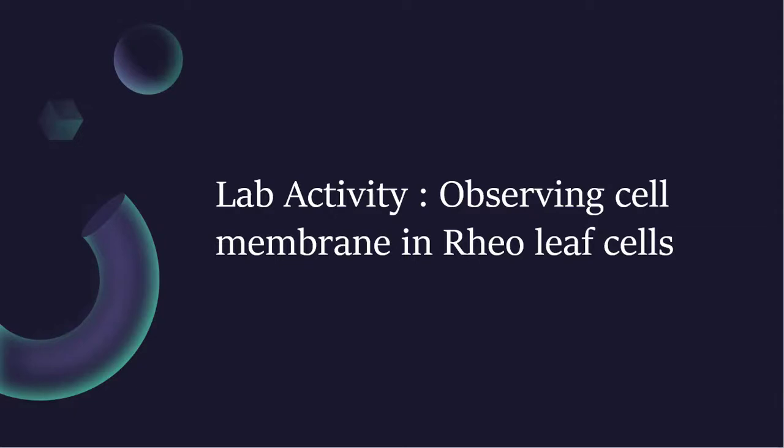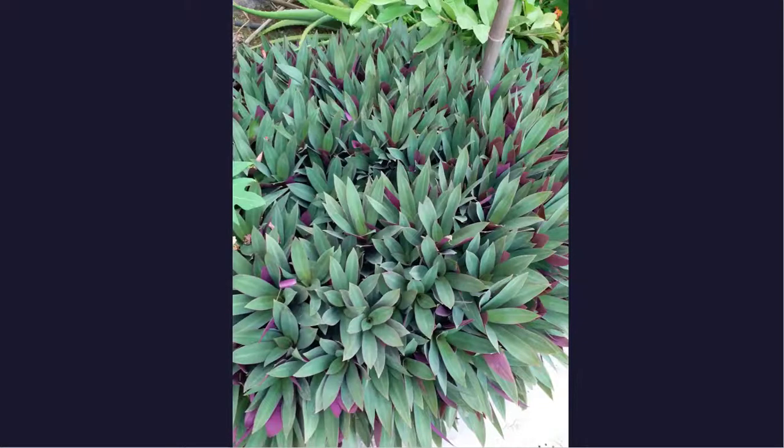Children, have you ever observed the Rheo plant? No? I will show you now. Yes, I think you all observed this plant. The upper surface of these leaves is green in color and the lower surface is purple in color. These are the Rheo plants. Now we are going to observe the plasma membrane in the cells of the Rheo plant. For that we will perform one experiment.